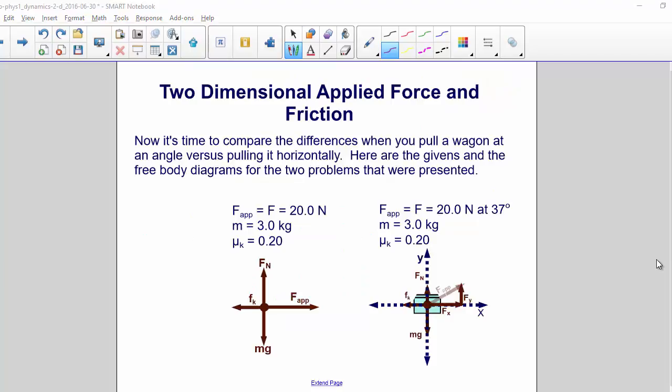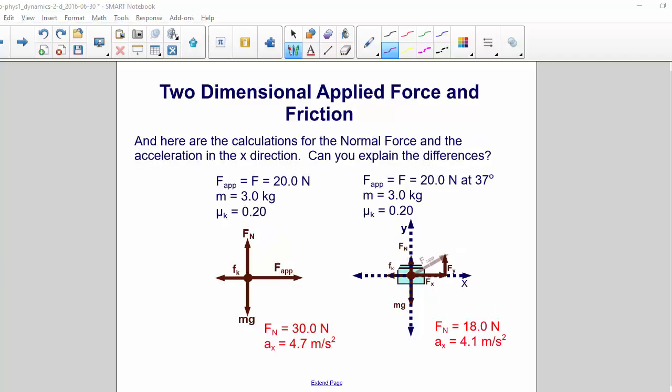Now let's compare the differences when you pull a wagon at an angle versus pulling it horizontally. So here are our two examples. Both have the same force applied, both have the same coefficient of friction, but one is horizontal and the other is at an angle of 37 degrees from the horizontal. You can see when the box is pulled horizontally, the normal force is equal to the weight, 30 newtons. But when it's pulled at an angle, the normal force is less than the weight, 18 newtons. You can also see that the acceleration is greater when it's pulled horizontally rather than at an angle.